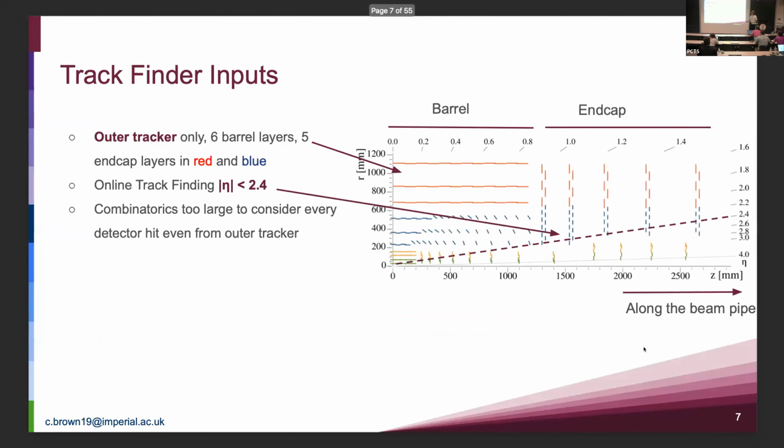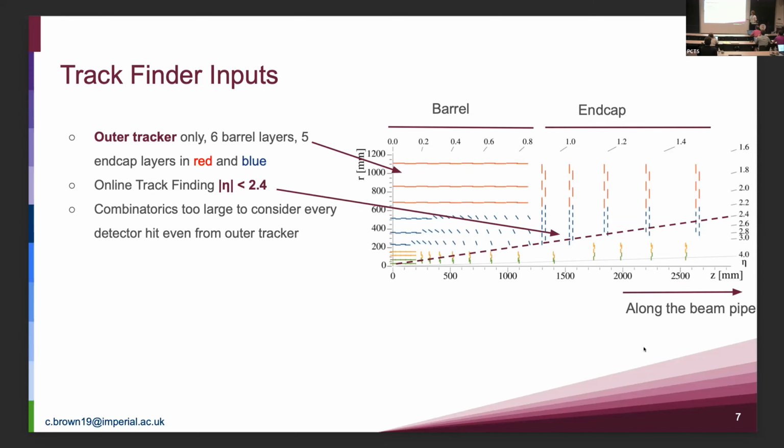So starting with the track finder inputs. As I said before, we're only using the outer tracker, and so this is this region here, the blue and red modules. You can see that it extends all the way up to 30 centimeters in Z0, with an eta coverage of about 2.4. So we're looking to do online track finding for this eta of 2.4.